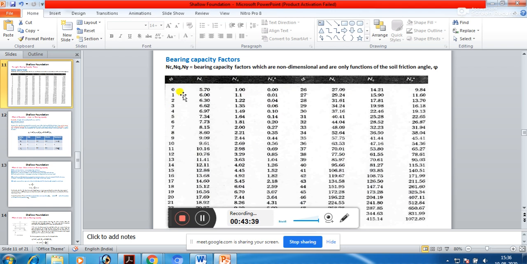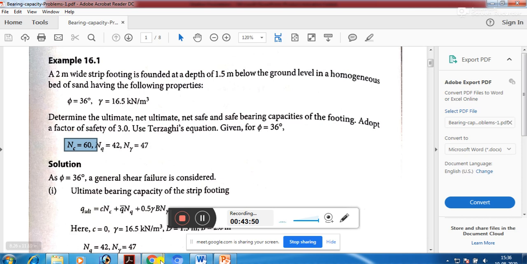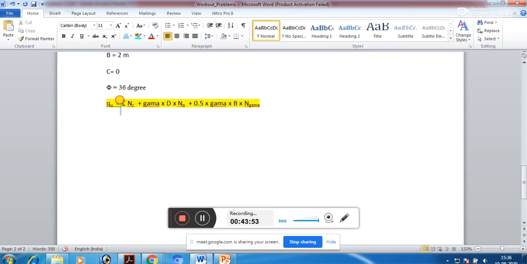See, only in case of phi equal to 0, N gamma will become equal to 0. That's what I have explained earlier also. But your NC value will not be equal to 0. So when your C value becomes equal to 0, then you multiply this NC with C, it will become equal to 0. So necessarily in this equation, you don't require the C NC term also, because C is equal to 0. So for a typical phi soil, the equation becomes gamma D NQ plus 0.5 gamma B N gamma. Have you understood it?